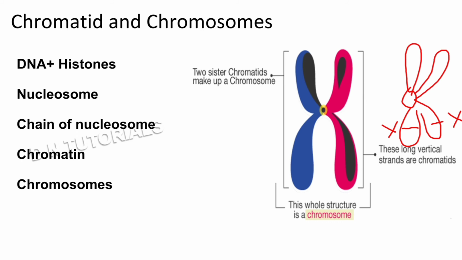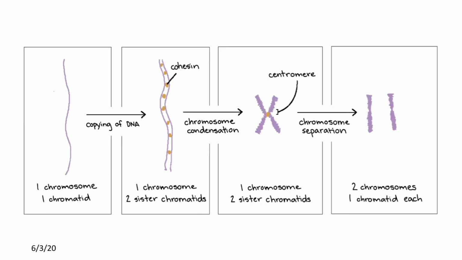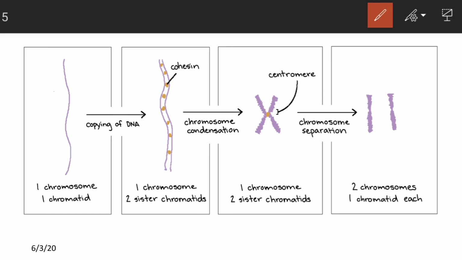Now what is a chromatid? A chromatid is one half of the duplicated chromosome. So this duplicated chromosome consists of two chromatids or two sister chromatids. To understand it in a better way, let us observe this diagram. There are four pictures. Picture number 1 represents one chromosome with one chromatid.